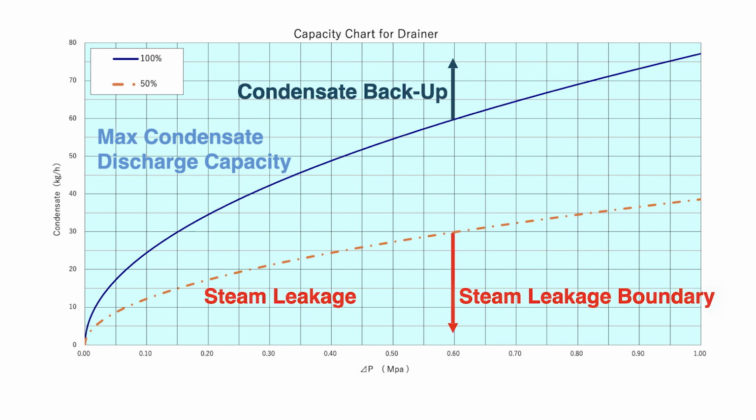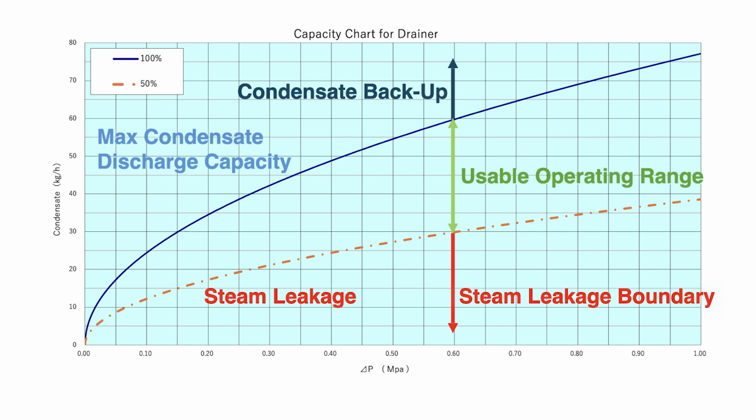Now, look at the red line. This is the steam leakage line. Below this line, steam begins to leak, which means there is also a lower limit for condensate flow. The only safe operating zone is the space between these two lines. This is the usable operating range of a single orifice trap.